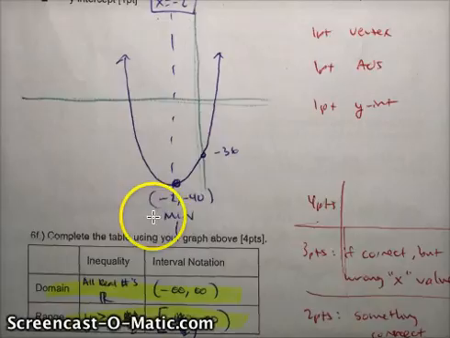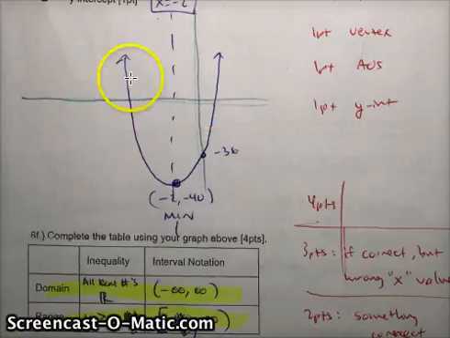Complete the table using your graph above. Show where is it all real numbers. Domain means left to right, so you have an arrow going this direction. As I go, the last thing is another arrow, so that's negative infinity to positive infinity.